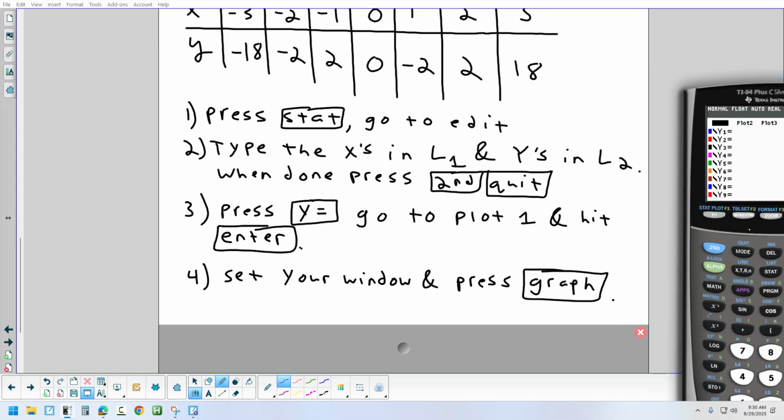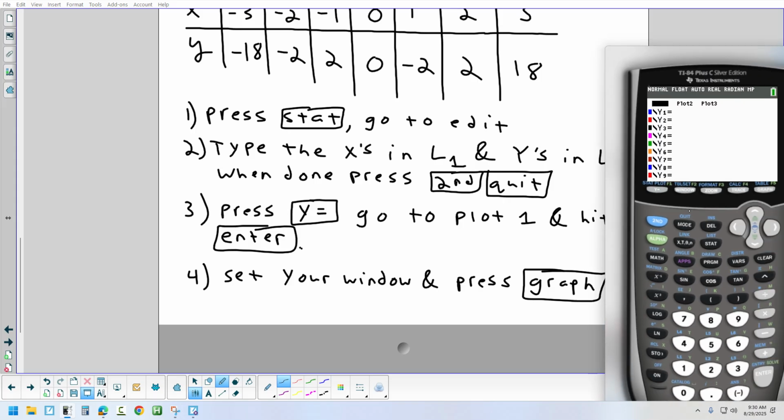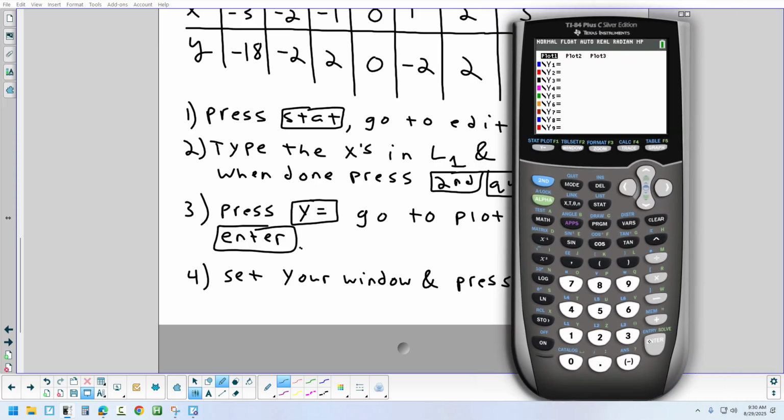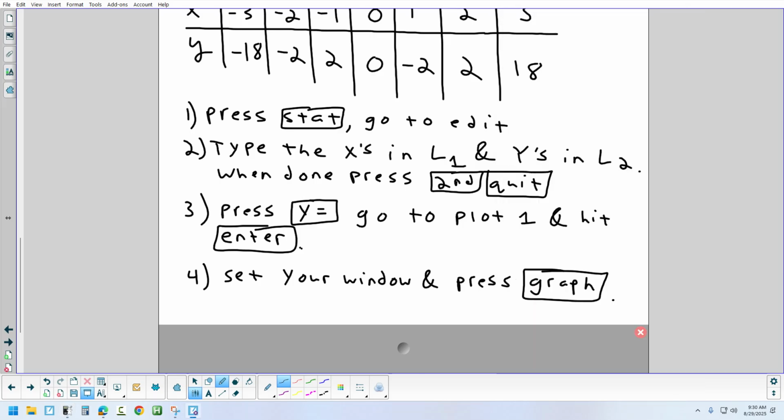Okay. Hit Enter. What's going to happen now is plot 1 is selected. If you hit the down arrow, you'll be able to see that. We just turned on a scatter plot. Now, just like a graph, we need to check our window.